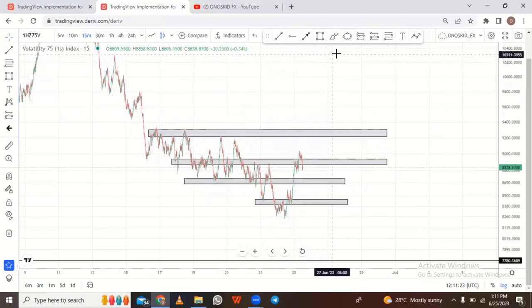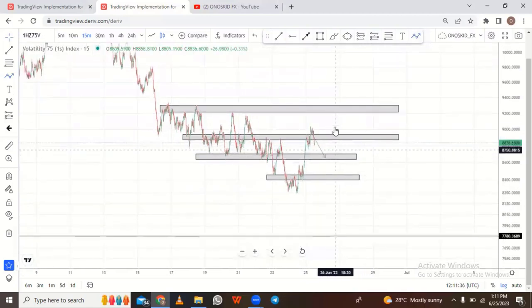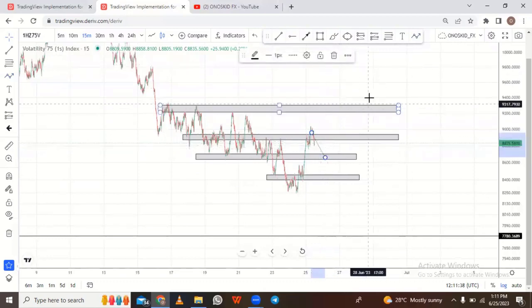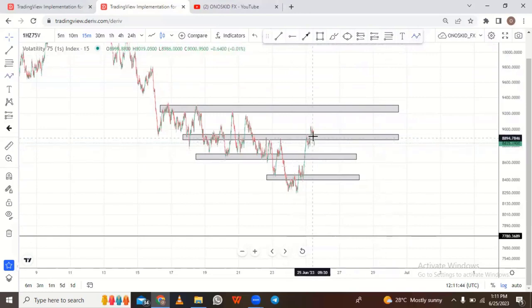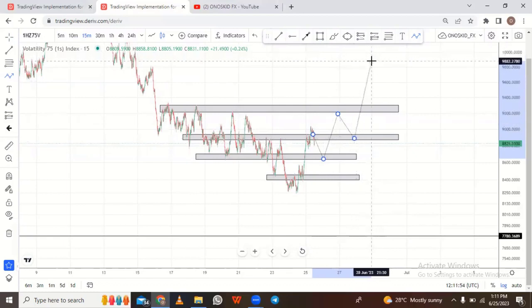So my expectation right now is to take my entry from this level here. This is one. Then if I see a good retracement from here, this is going to be my first entry level. From here, I can also wait to take another entry level, and this point is going to be my conservative entry. Okay, conservative entry is the safest entry.